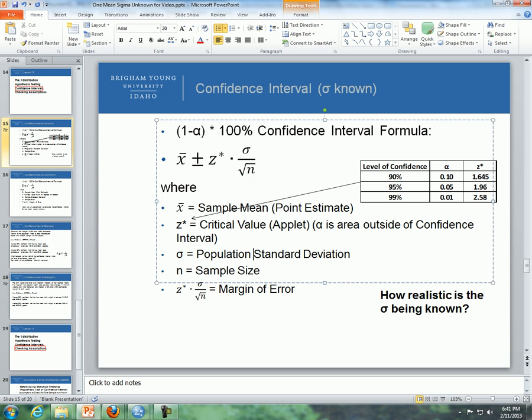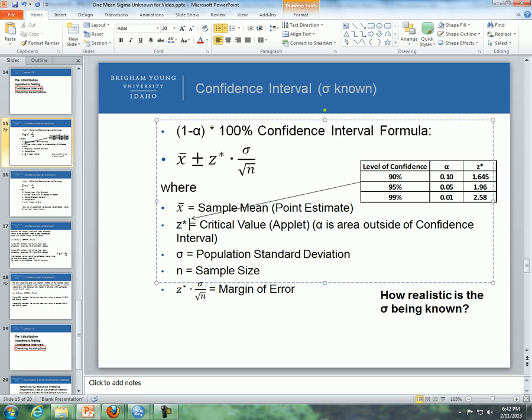And the definitions are all right here. X bar is a sample mean, Z star is a critical value, sigma is the population standard deviation, n is a sample size, and everything to the right of the plus or minus sign is the margin of error. Now the critical values, the most common ones are these on the right, that are the most common critical values for the most common levels of confidence that you'll see in most industry standards.